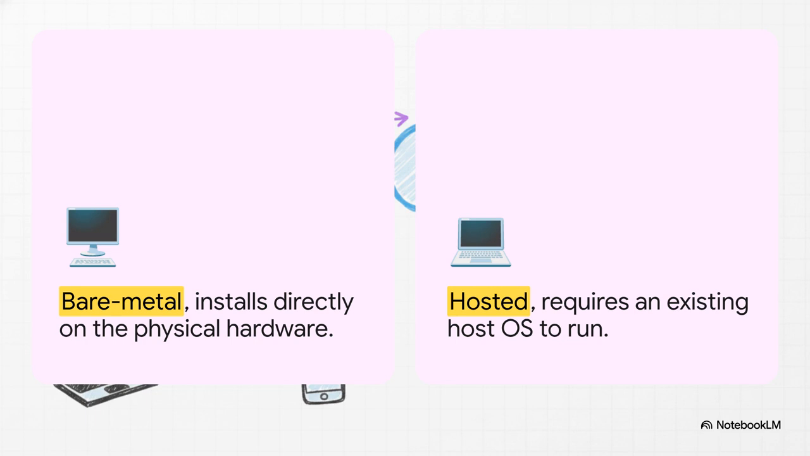On the flip side, we have the Type 2 hypervisor, which is hosted. This one requires an existing host operating system, like Windows or macOS, to run. You just install it like a regular application to run your VMs. Basically, Type 1 is for your heavy-duty enterprise servers, while Type 2 is usually for client-side end-user virtualization.